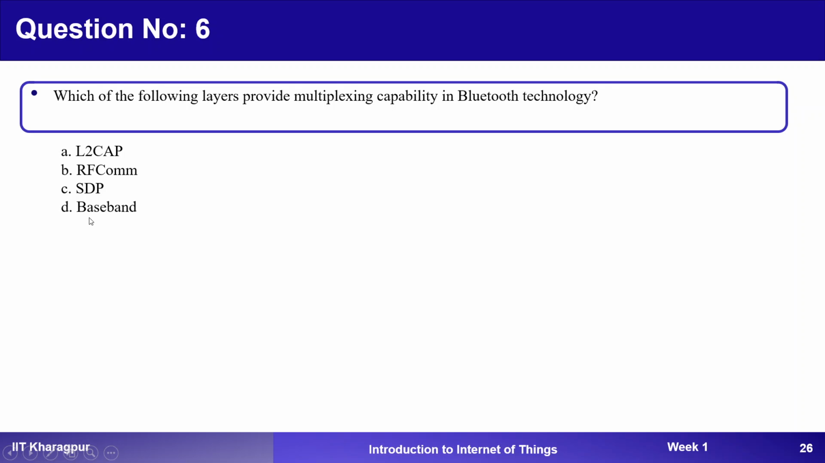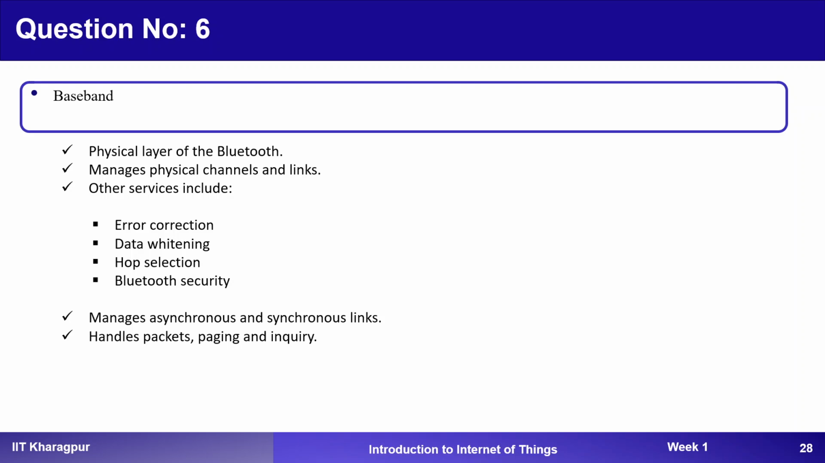So the first one is your baseband. This is the physical layer of Bluetooth technology, which is responsible for establishing the physical links and channels. Apart from establishing the physical links, it is also responsible for error correction, data whitening, hop selection, and Bluetooth security. It also manages synchronous and asynchronous links and handles packets, paging, and inquiry. Basically, all the physical activities required to transmit data through Bluetooth are done by the baseband layer.